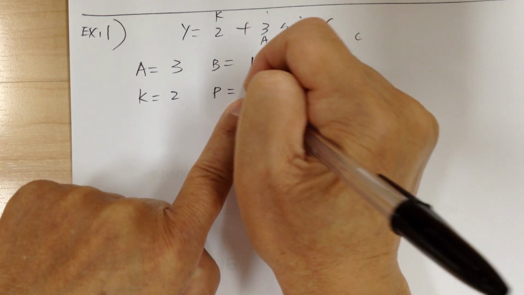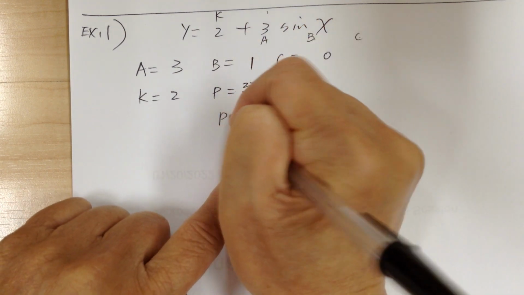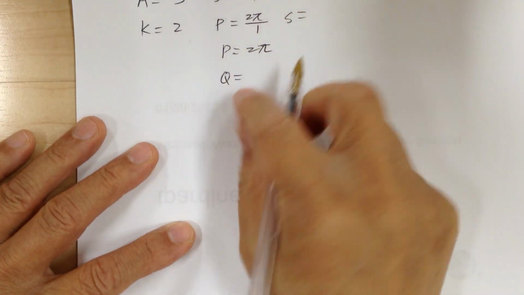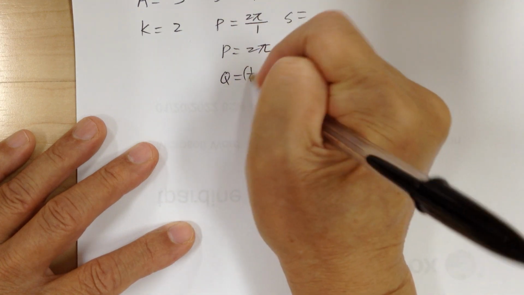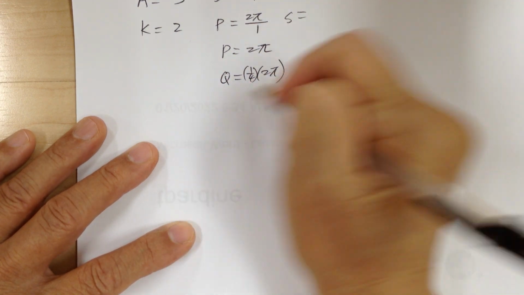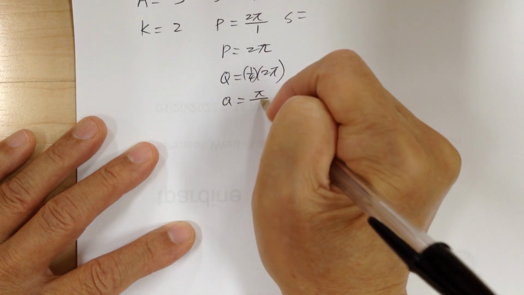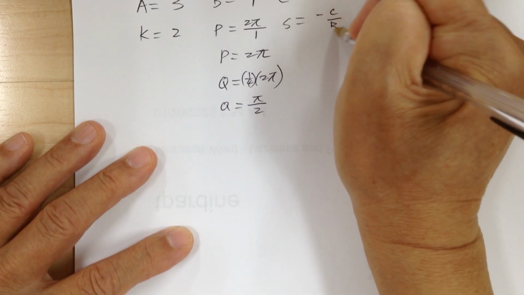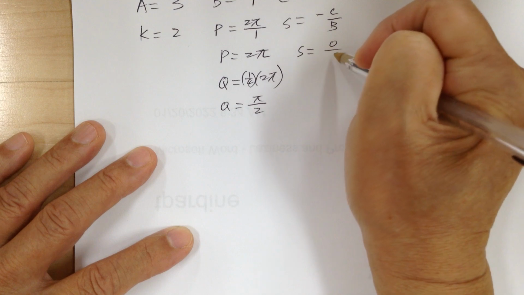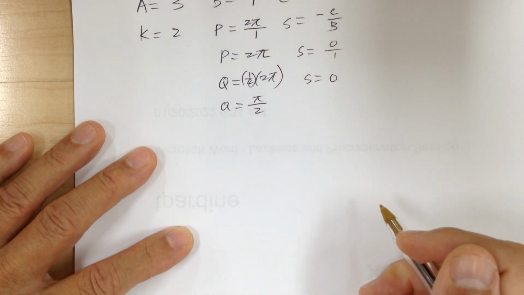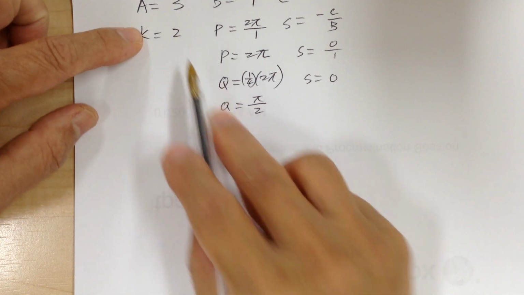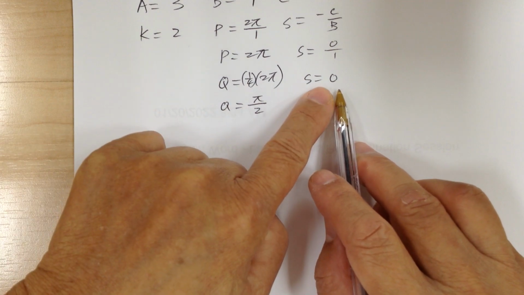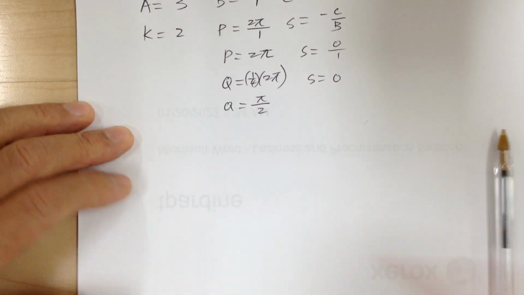Period equals 2 pi over B, so the period equals 2 pi. And then the quarter point is 1/4 of that, so the quarter point equals pi over 2. The shift is negative c over b, so the shift equals 0. What all this means is this is the y value of the starting point, and this is the x value of the starting point. Let me go and write it down.